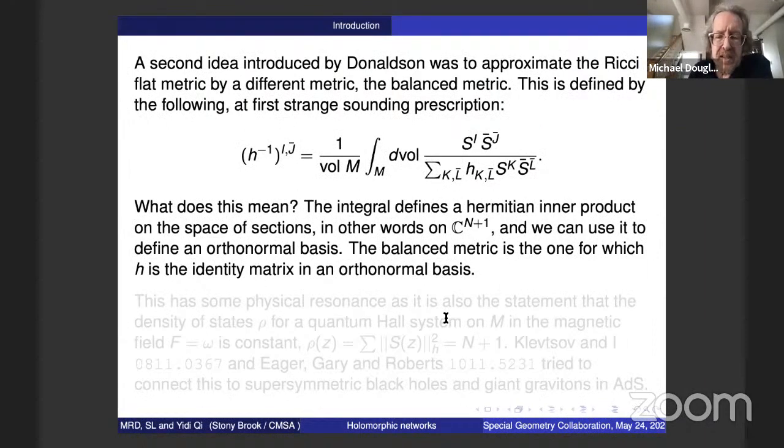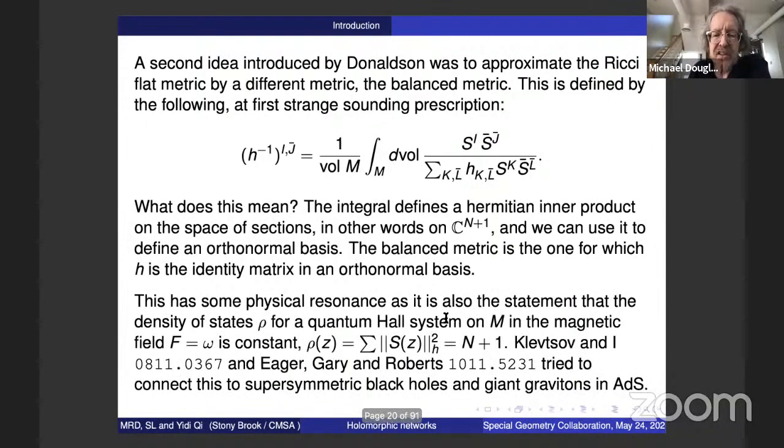Then another ingredient that Donaldson introduced and spoke about is the idea of the balanced metric, which I don't need to repeat. It has interesting physical resonance. In the physical translation of these holomorphic sections, you can think of them as lowest Landau levels of a quantum Hall system where the magnetic field is the Kähler form. Then the balanced condition says that the density of states of that system is constant. It's an interesting contact with physics.